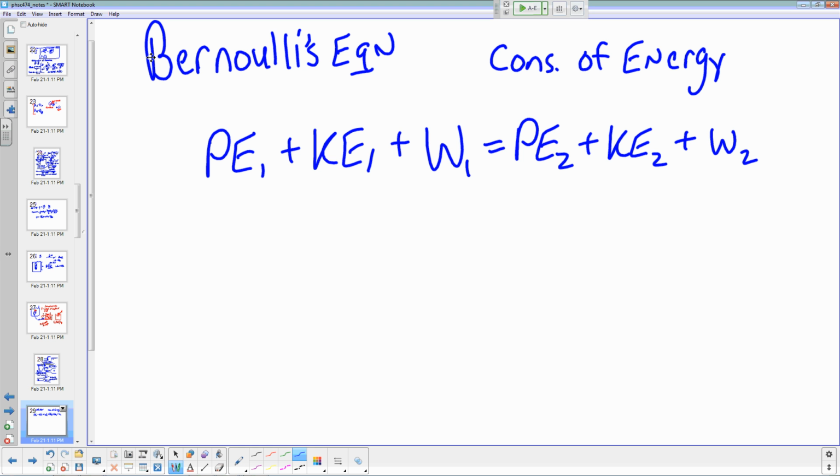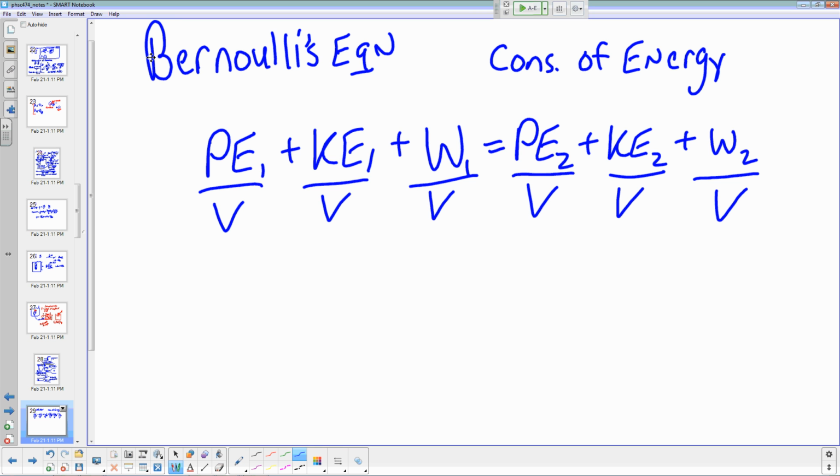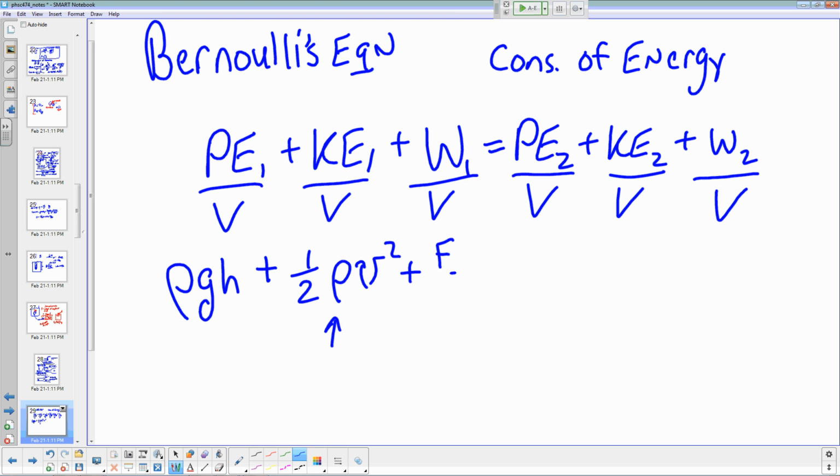But Bernoulli's equation actually looks at not the energy, but usually when we're dealing with fluids, we look at the something per unit volume. So it would divide all three of these by volume. And then we would get something that looks like this. Remember PE is like mgh, and mgh over volume. What's m over V? Density. So I get rho times g times h plus 1/2 rho v squared, because this replaces my mass over volume, plus force over area.